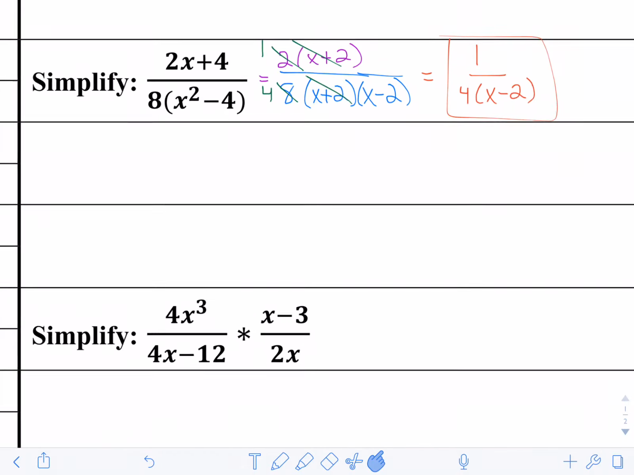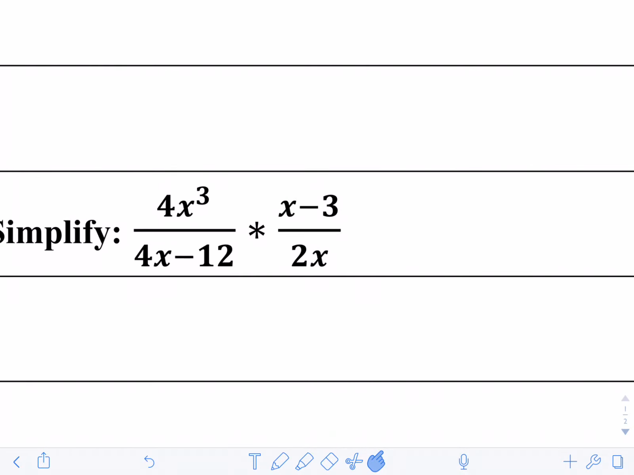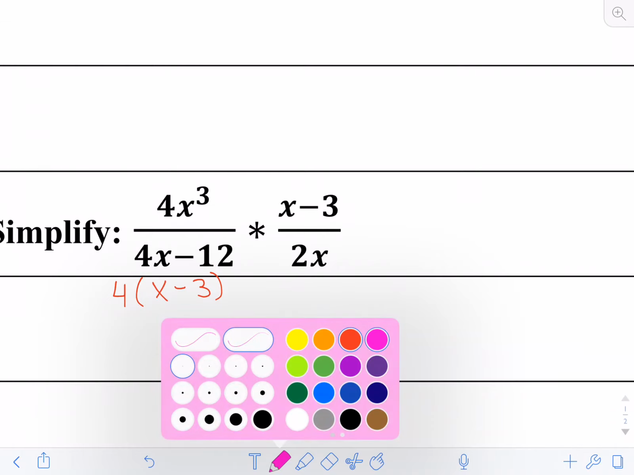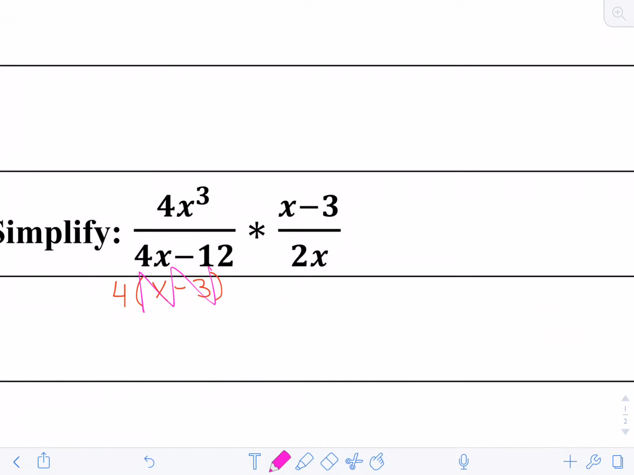All right. Third one, this one's going to be a little bit different because we are multiplying. So not only can I eliminate top and bottom, but I can eliminate in my diagonals also. There's a lot of different ways you can actually start this problem. What I'm going to do is I'm going to pull out a 4 right here because that's going to give me x minus 3. And then I'm going to eliminate some stuff. Okay, so what I can do is I can eliminate this x minus 3 with this x minus 3. I can eliminate this 4 here with this 4.